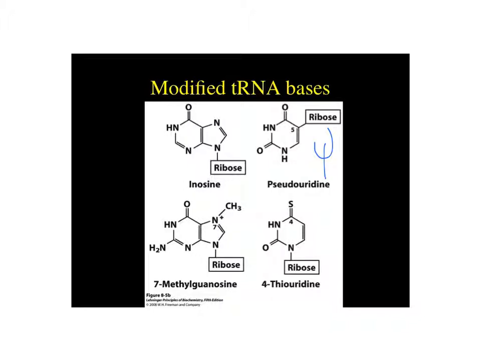And then methylguanosine and thiouridine. The thiouridine is one that actually has a sulfur in it. And we're going to find out that sulfur is very important. We're going to see that a lot next semester. We use sulfurs for lipid catabolism and anabolism, because sulfur is both a good leaving group and a good nucleophile. So we do have a lot of sulfur in our body.